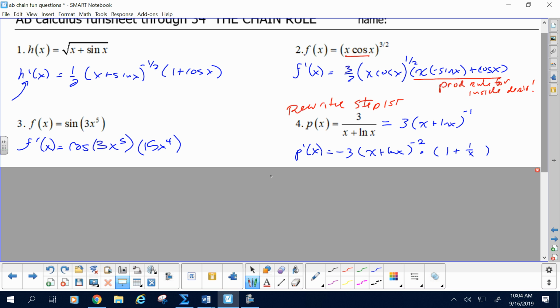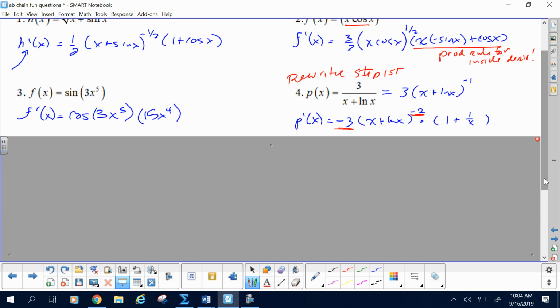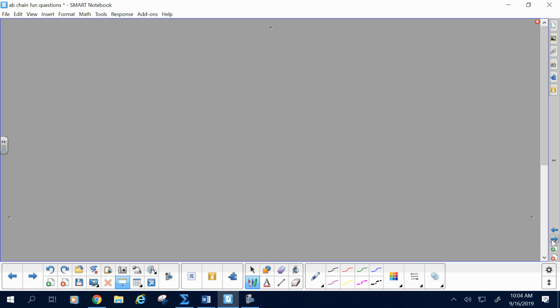It helps if you write p of x as 3 times x plus log of x to the negative first power, so that it's clear the outside function is the to the negative first thing. So the derivative is negative 3, inside stays the same to the negative 2 when you drop the power by 1. Then the derivative of the inside is 1 plus 1 over x. I bet I got a lot of people with that one.